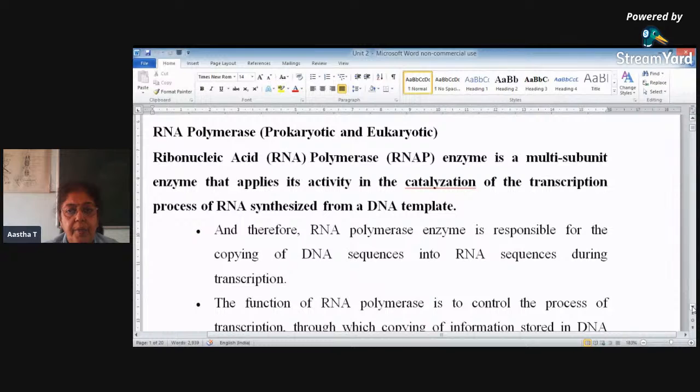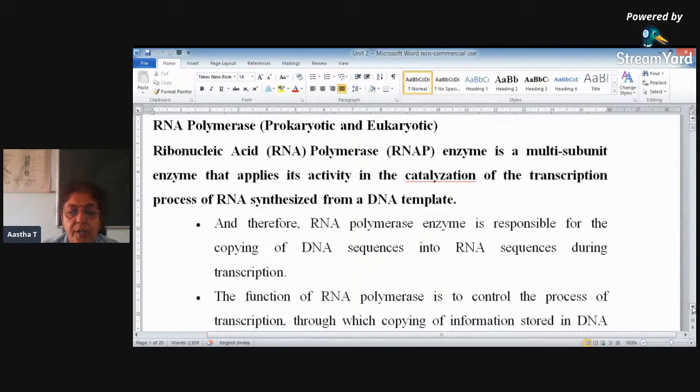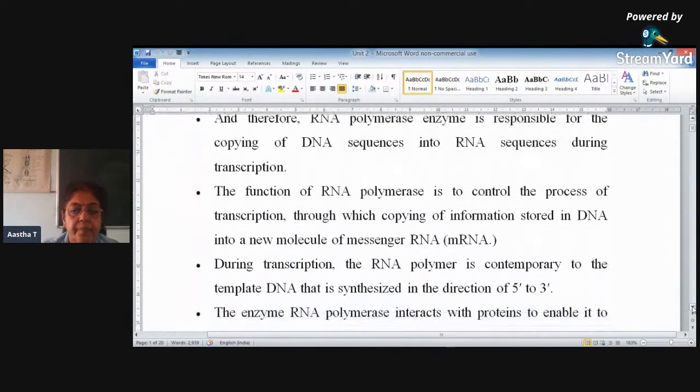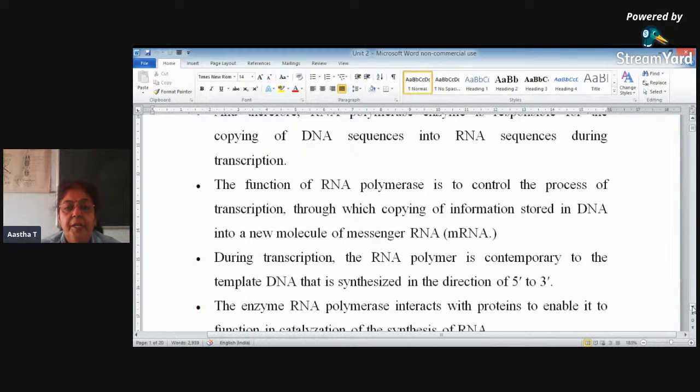So this RNAP enzyme, RNA polymerase, is a multi-subunit enzyme which is useful in the process of transcription. It catalyzes the process of transcription, that is nothing but synthesis of mRNA from DNA. It is responsible for copying the DNA sequence onto mRNA during the process of transcription. The function of RNA polymerase is to control the process of transcription and whatever information is stored in the DNA, that is translated into mRNA.